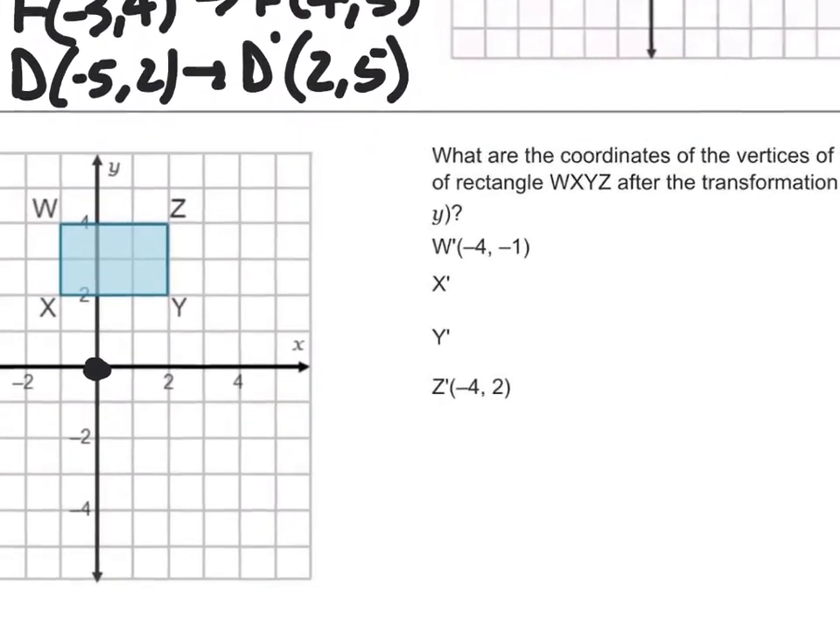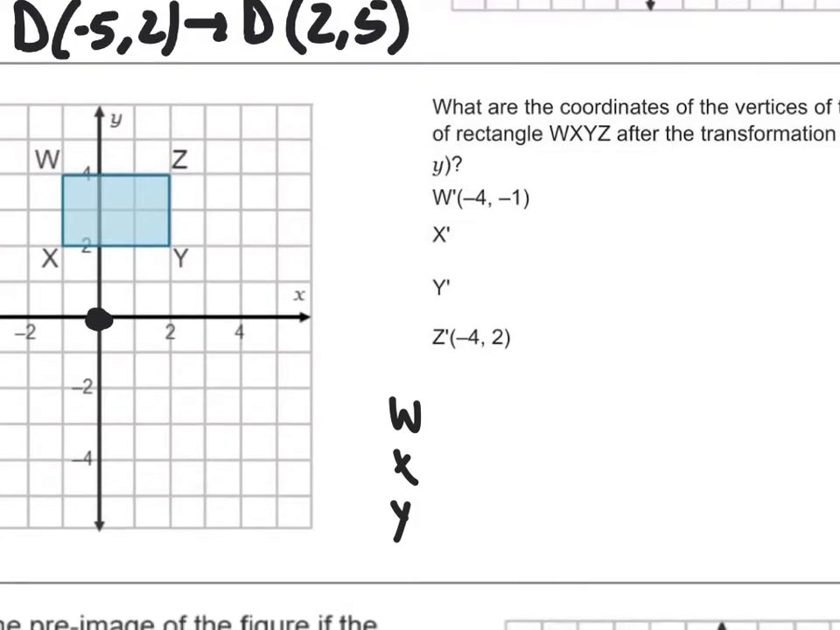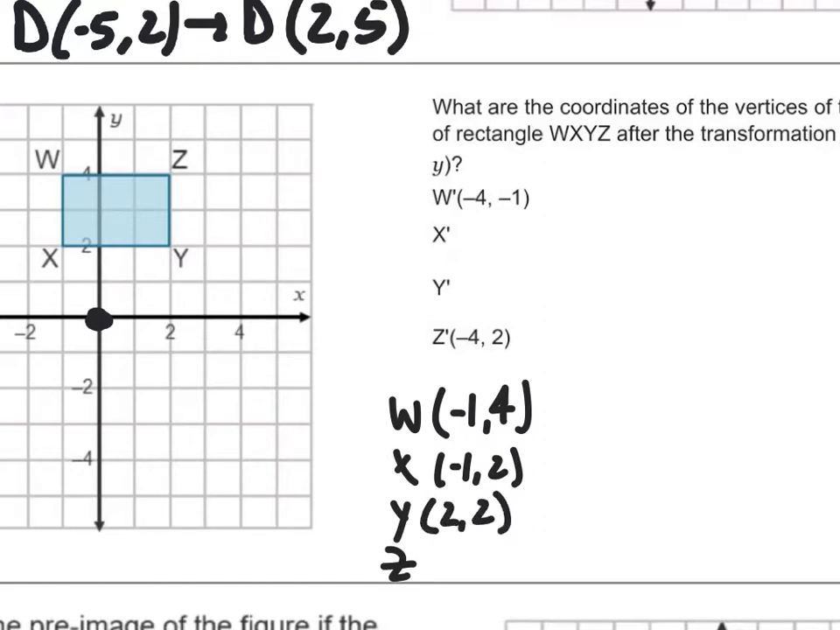Here's what I've got. Let's just list out our points. This helps me if I'm doing it by the points, and these rotations can be a little tricky, so I usually end up putting these points down. I've got the point (-1, 4) for W. For X, I've got (-1, 2). For Y, I've got (2, 2). And for Z, I've got (2, 4).